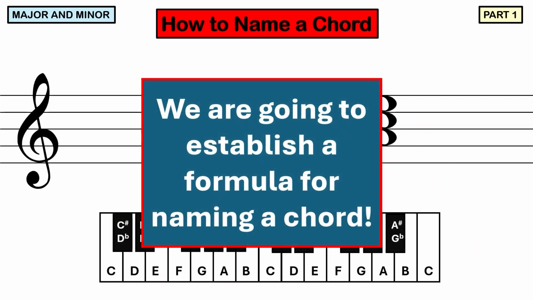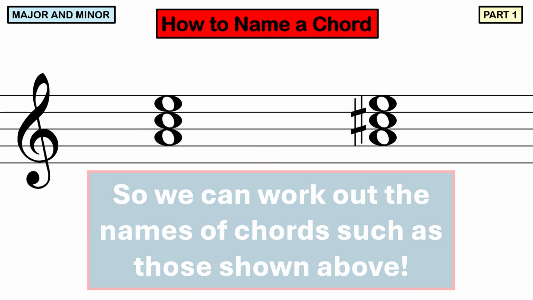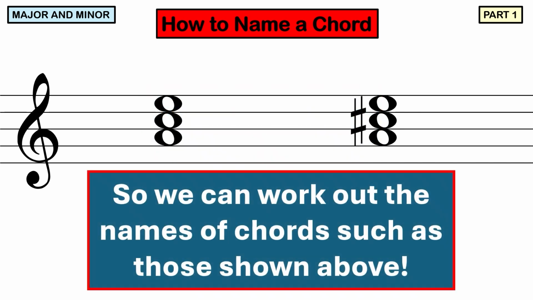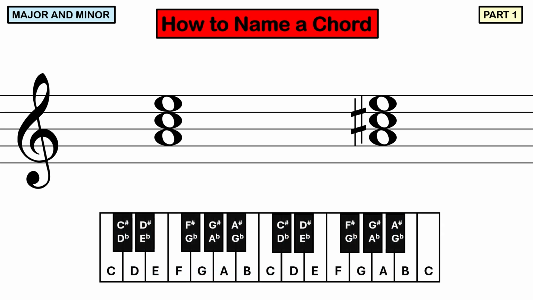We're going to start by establishing a formula for naming a chord, so we can work out the names of chords such as those shown above. Let's have a look at these chords. The first note of both chords is an A. The highest note of both chords is an E.